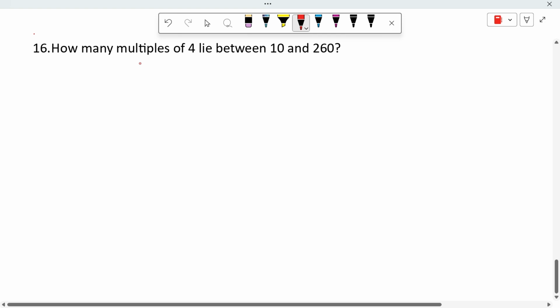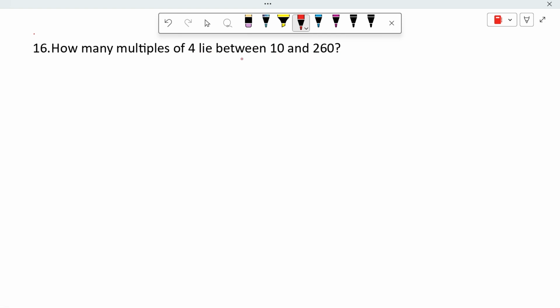Question number 16. How many multiples of 4 lie between 10 and 260? So, between in the sense I shouldn't exclude the extreme numbers. So, the first number will be 12. 12 is a multiple of 4, right? 10 is not a multiple of 4. 11 is not a multiple of 4. So, 12 is the first number which is a multiple of 4.